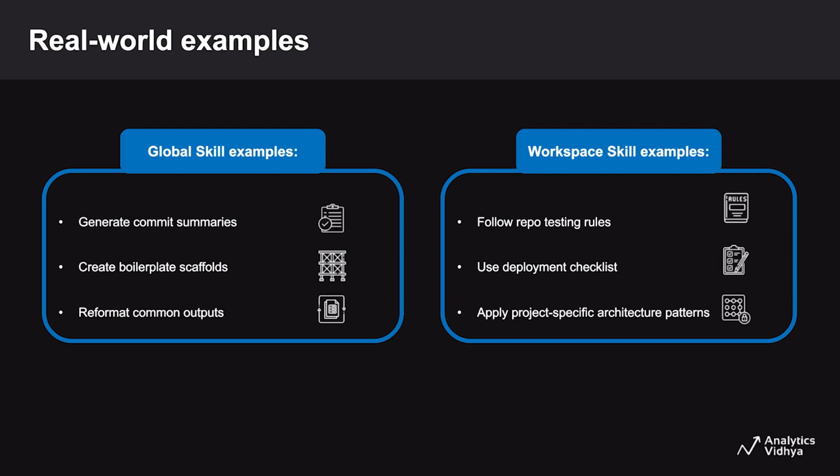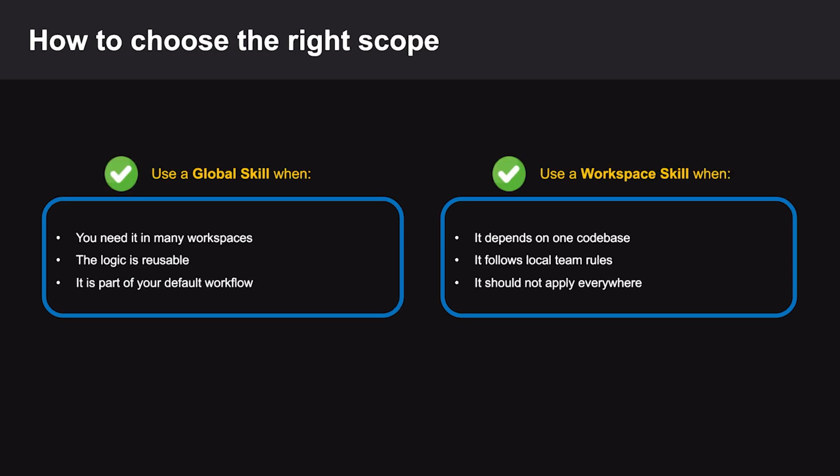Google's CodeLab examples of reusable skill patterns support this kind of distinction. The decision becomes easy when you think in terms of reuse versus specificity. Choose global when you want the skill everywhere. Choose workspace when the skill is tightly tied to one project's context, rules, or structure. That is the clearest practical interpretation of anti-gravity's official guidance.